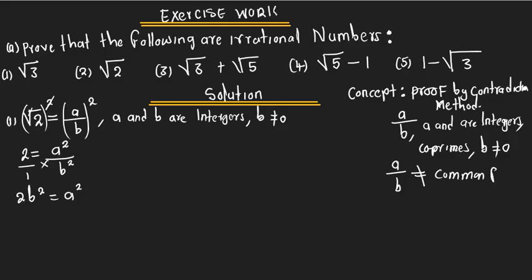This is what we want. Because if common factors exist, then it becomes rational. We don't want a over b to have common factors. If we do not have common factors in a over b, then we know that what we have is irrational. If we have common factors in a over b, then what we are dealing with is a rational number. So now after reaching here, we have something like 2b to the power 2 equal to a to the power 2.